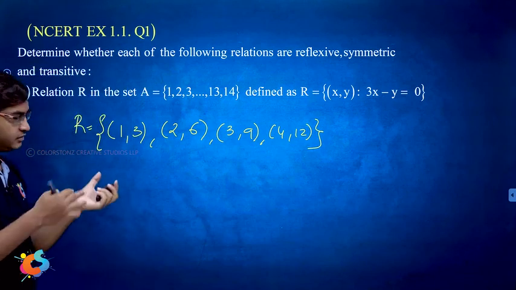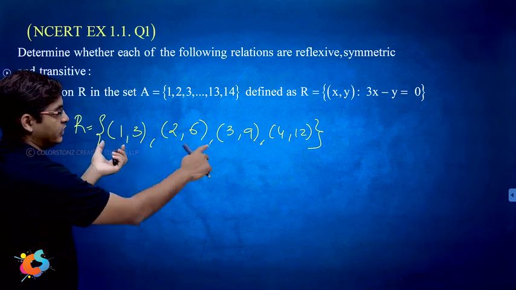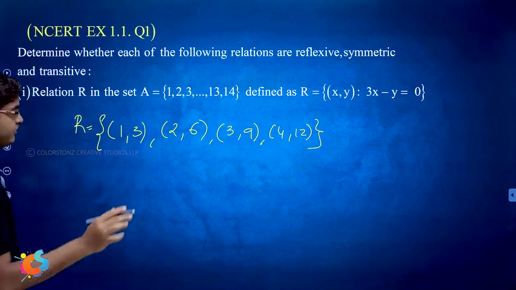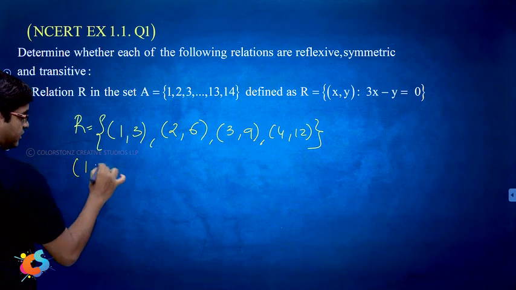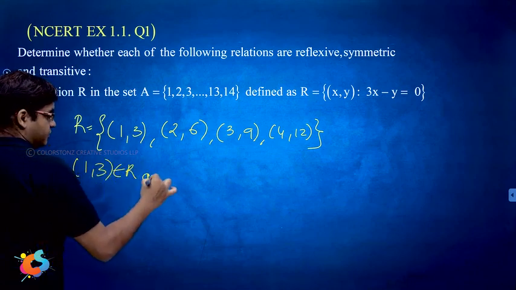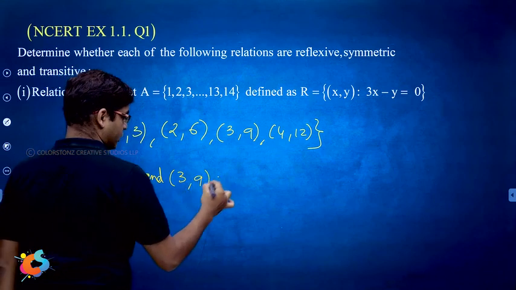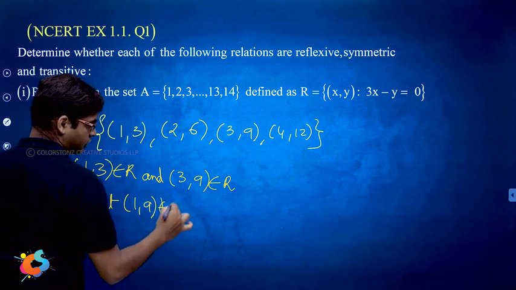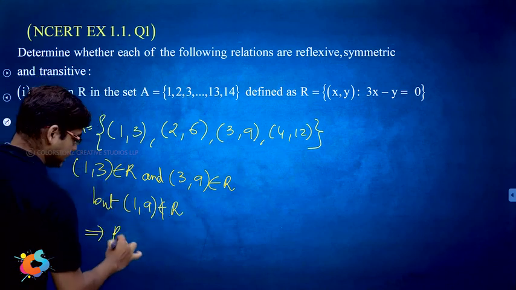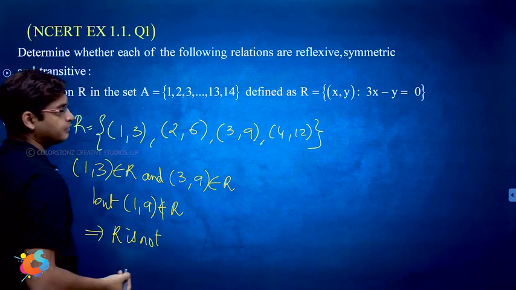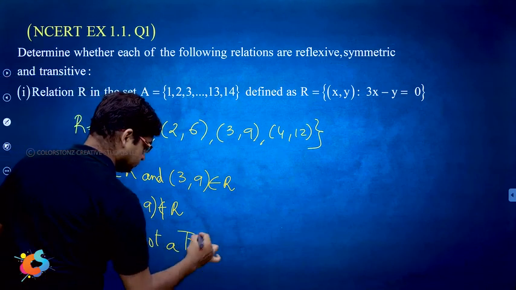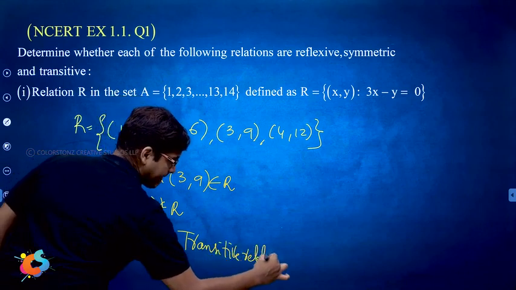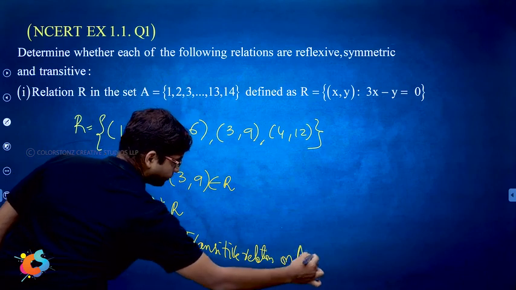So take this ordered pair. Is there any ordered pair starting with 3? Yes. Okay, fine. So 1, 9 should be there. Is it there? No. So therefore, this is not transitive. So 1, 3 belongs to our relation and 3, 9 belongs to our relation. But 1, 9 does not belong to our relation, implies R is not a transitive relation on set A.